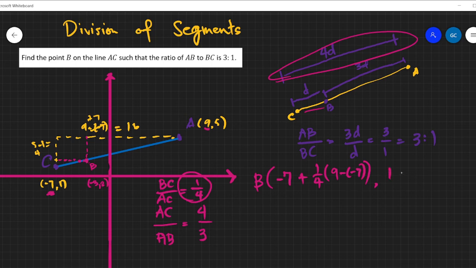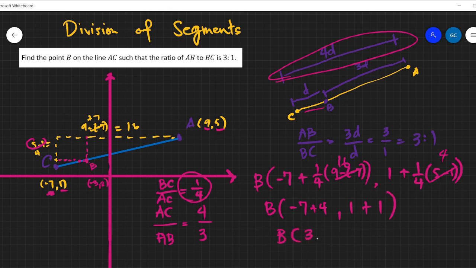And for the y component, we just need to get the y component of C. So that will be 1 plus 1/4 again. That will be our ratio. And let's get the vertical distance. So we have here 5 minus 1. Upon computing that, our point B will be, so this will be 16, okay? 16 multiplied by 1/4, that will be 4. So we'll have here -7 plus 4. And also on the y component, we will have here 1 plus 1/4. Let's just compute this here. So this will be 4. 4 times 1/4, that will be 1. And adding that up, we have here 3, 2.